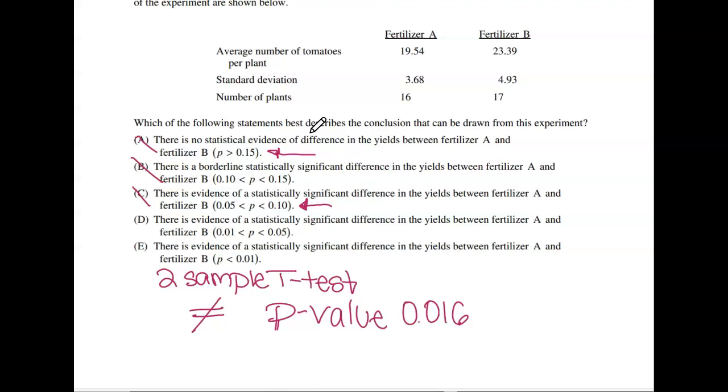If we look at E just to double check, it says the p-value is less than 0.01, which is not true. So in this case, D is going to be the correct answer. With an alpha level of 0.05, we would reject the null. This is statistically significant.